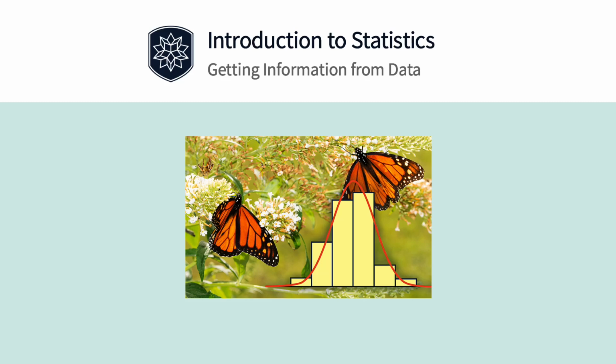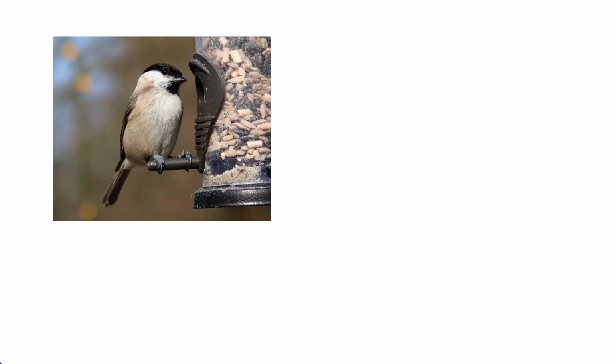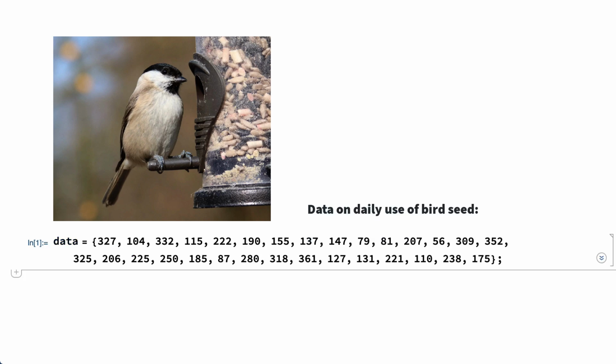Statistics is about getting information from data when that data includes randomness. For example, consider feeding birds at a bird feeder and wanting an estimate of the amount of birdseed that the birds are eating each day as a way of estimating how much birdseed might be needed over the next month. Here is some data that might be collected by weighing the bird feeder and recording the amount of birdseed removed by birds each day for 30 days.